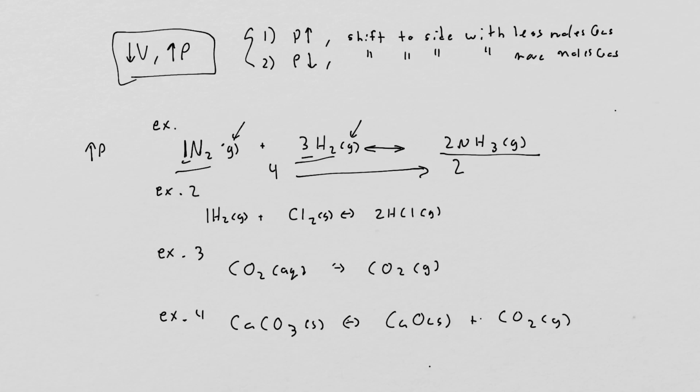Now, 1 and 1, and you see the 2 over here. There's 2 moles of gas on the left in this one and 2 moles on the right, which means the number of moles of gases on both sides are the same. So in spite of the fact that there's gases in this equation, changing the pressure will have absolutely no effect, because the number of moles of gases on the two sides is the same.